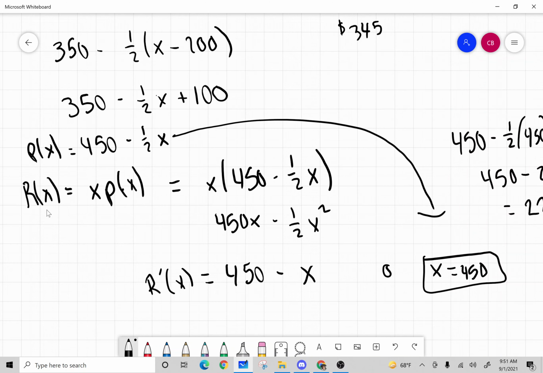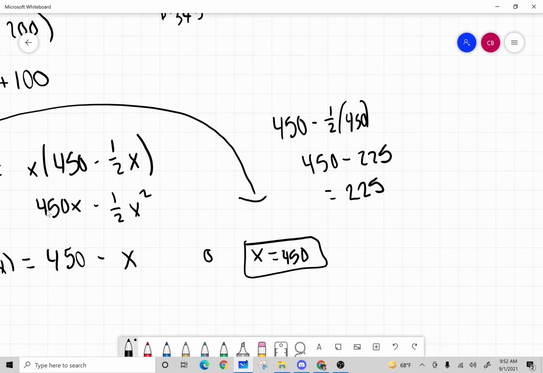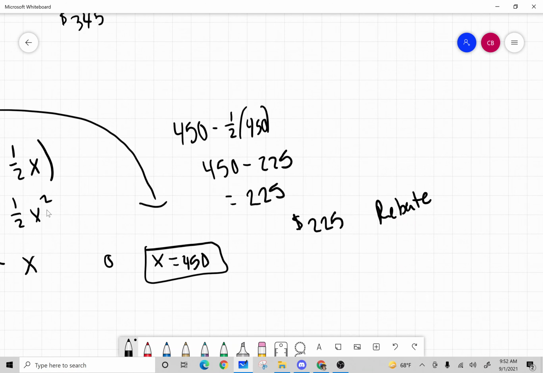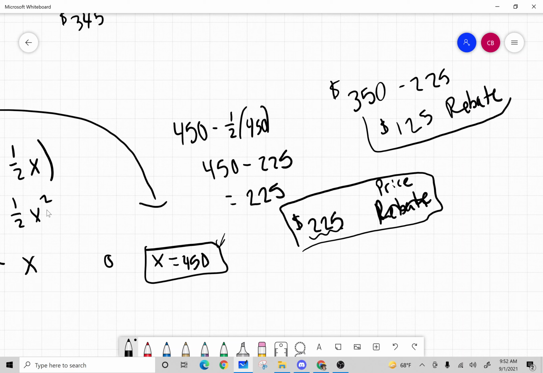And so this P of X was our demand, the price per unit charged if X units are sold. Okay, so they need to charge 225, and so that means they need a rebate of 225, right? Because the original, no, that's their price. Sorry, that's how much they should charge. They're originally selling them for 350. And so if they can get the price down to this, then the customer will buy probably around 450 instead. And so if we subtract that from that, we have $125. Sorry, this isn't the rebate. This is the price that we want to charge. The rebate gets 450 units sold and makes it the price that they want.